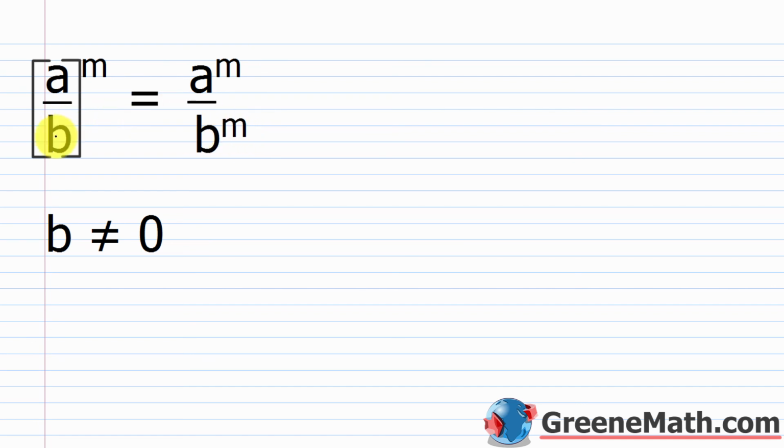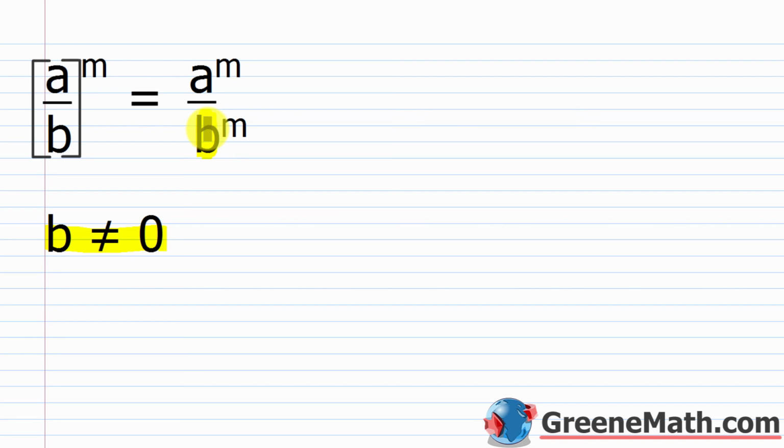And this, again, can go back and forth. Sometimes you'll need to write it this way. Sometimes you'll need to write it this way. But one thing to note is that b cannot be 0. And why is that the case? B is in the denominator, and we cannot divide by 0.